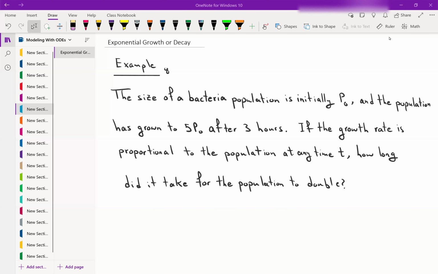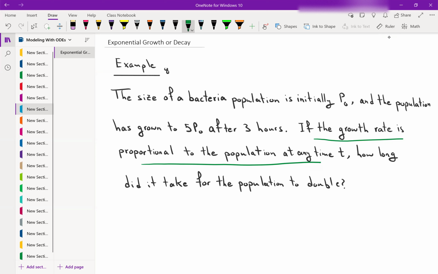Okay, today we want to talk about a simple ODE model for population growth. So let's see what our example says. The size of a bacteria population is initially P naught, and the population has grown to 5 P naught after 3 hours. If the growth rate is proportional to the population at any time t, assuming that the growth rate of the population is proportional to the population, and this is the key thing for us later when we want to write our differential equation, how long does it take for the population to double?